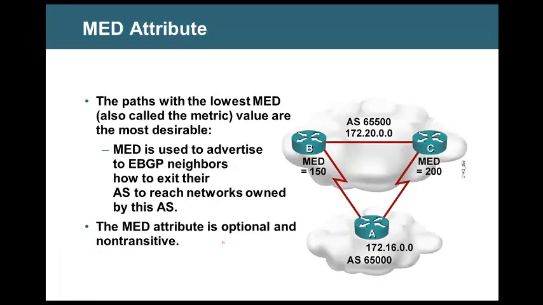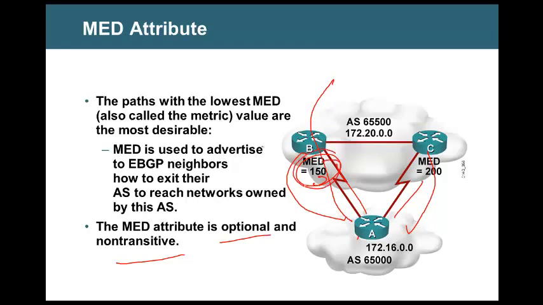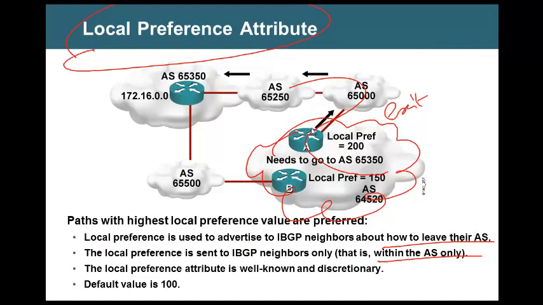This is an optional and non-transitive attribute. It is not sent to all the neighbors as an attribute. It tells only the directly connected neighbor, saying if you come through me, it is 150. If you come through me, it is 200. You decide which one to choose. Then it will say I'll come through you because you have got lower MED. In MED, lower value is always preferred, whereas in local preference, higher is preferred.